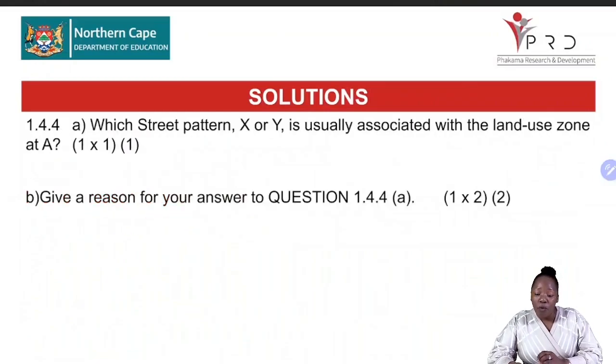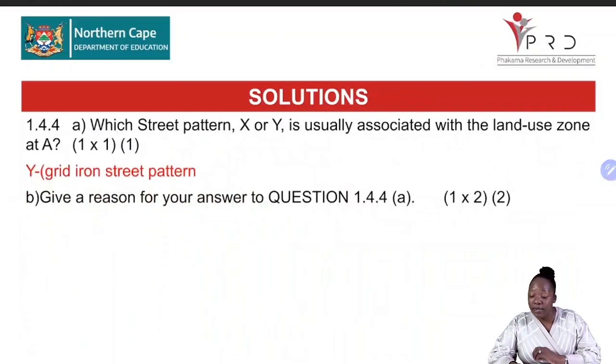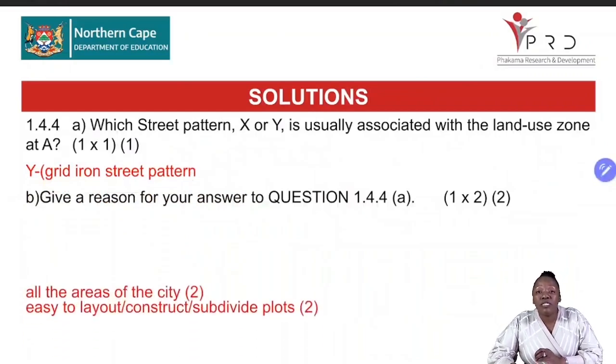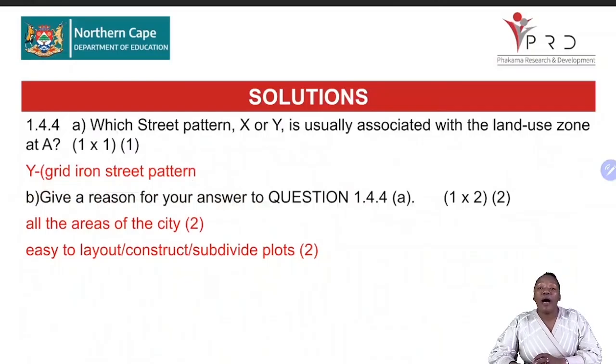Then your 1.4.4, A, you are supposed to choose the street pattern. Is it X or is it Y that is usually associated with the CBD? So we are looking there, it is Y, which is a gridiron street pattern. Then at B, you are supposed to give a reason. Why are you saying Y, which is the gridiron, is the one that is associated with the CBD?